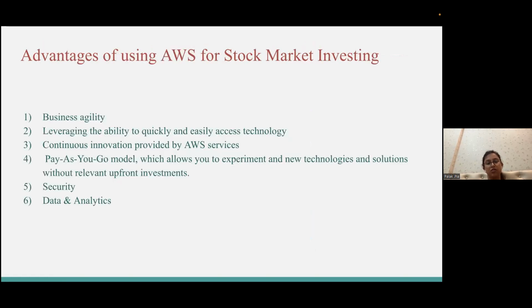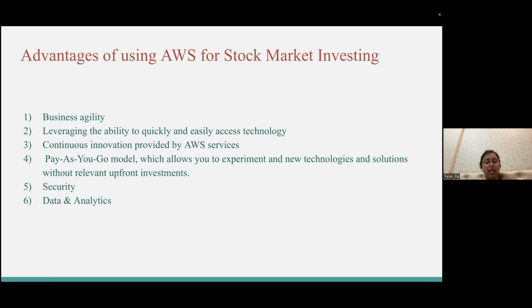Now, some of the advantages of using AWS for stock market investing are, first, business agility. The second one is leveraging the ability to quickly and easily access the technology. Because AWS is highly user friendly, the platforms and services provided by them are very user friendly, so even a person who does not have experience with it can easily use or access its technology and services. Continuous innovation is provided by AWS services. Most of the services get updated very frequently, so you remain up to date at most points of time.